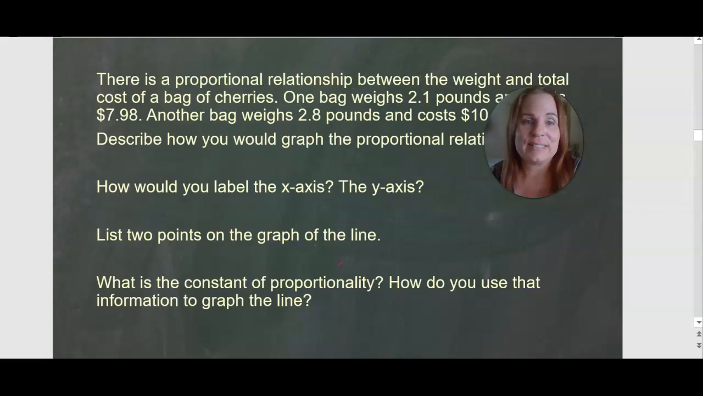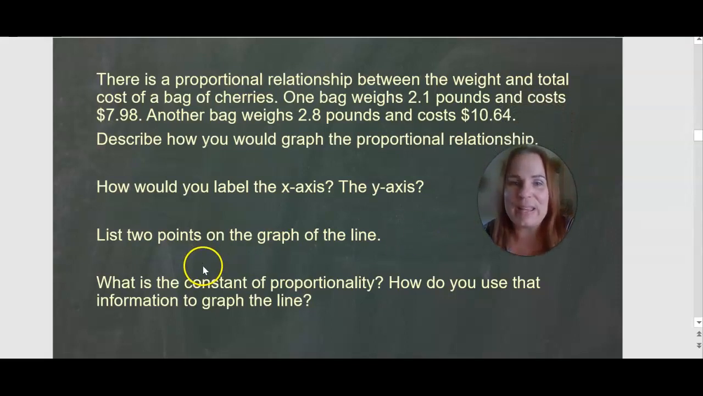All right. One more. There's a proportional relationship between the weight and total cost of a bag of cherries. One bag weighs 2.1 pounds and costs this. Another bag weighs this and costs that. Describe how you would graph the proportional relationship.